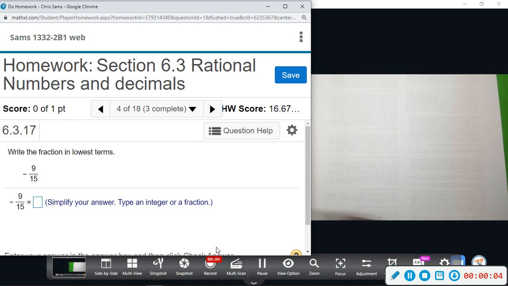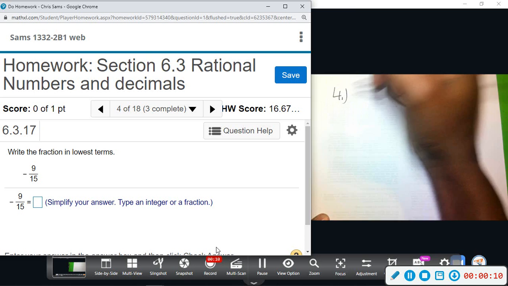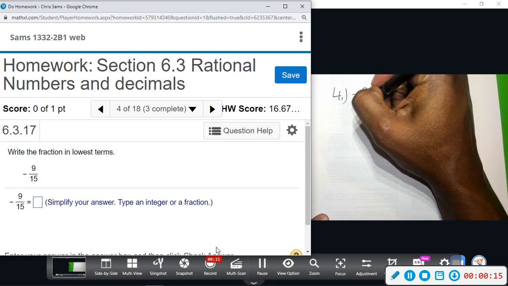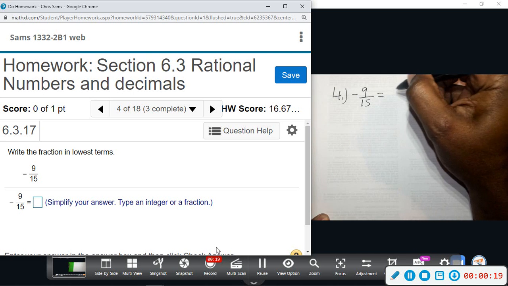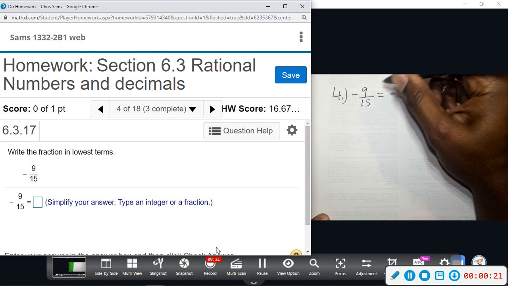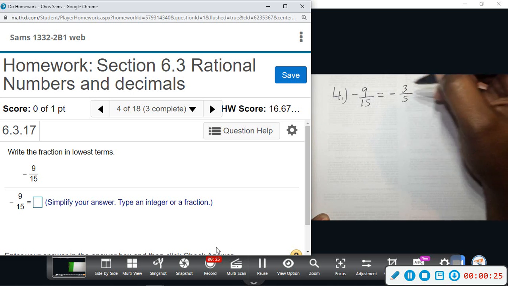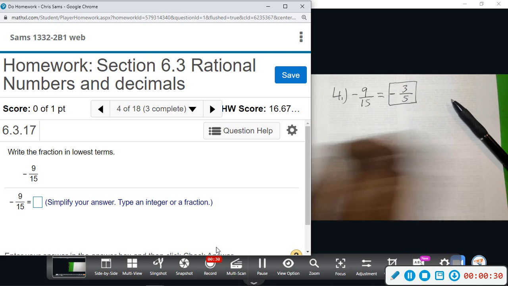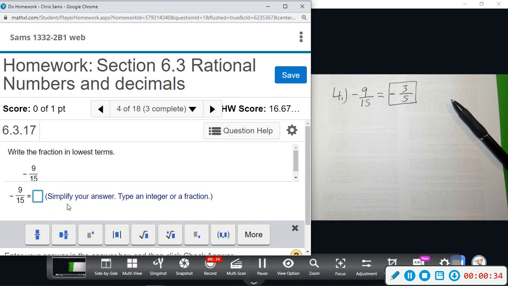Alright, number 4, we want to write the fraction in lowest terms. And we have -9 divided by 15. So both these numbers can be divided by 3. And so make sure you don't lose your negative. So divide by 3, we get 3 on top. And 15 divided by 3, we get 5. The thing you just have to make sure is that you divide both the top and the bottom by the same number. So we get -3/5.